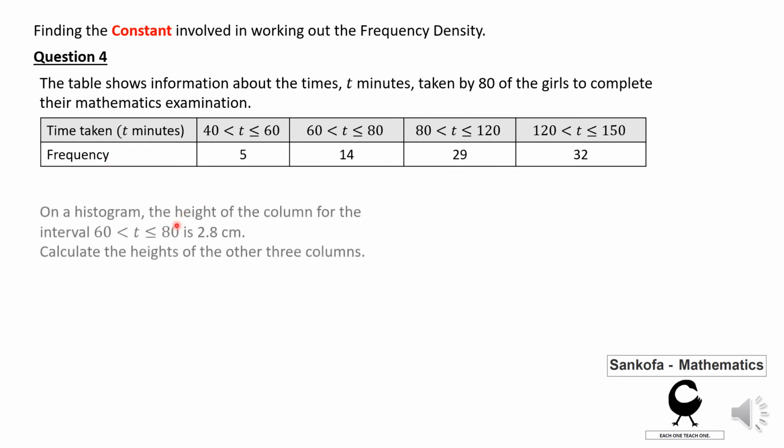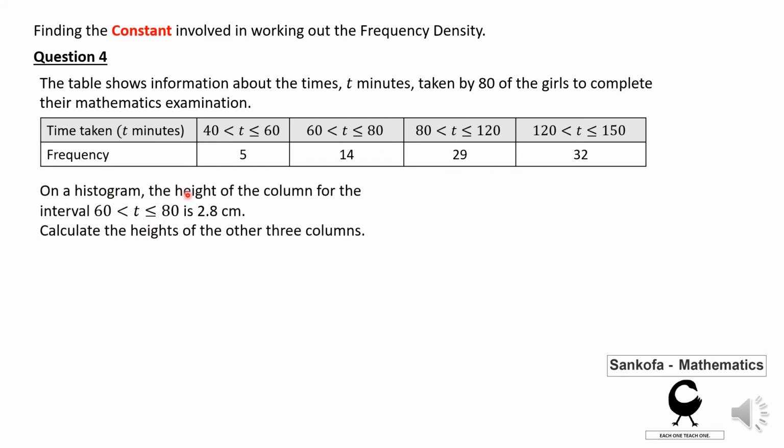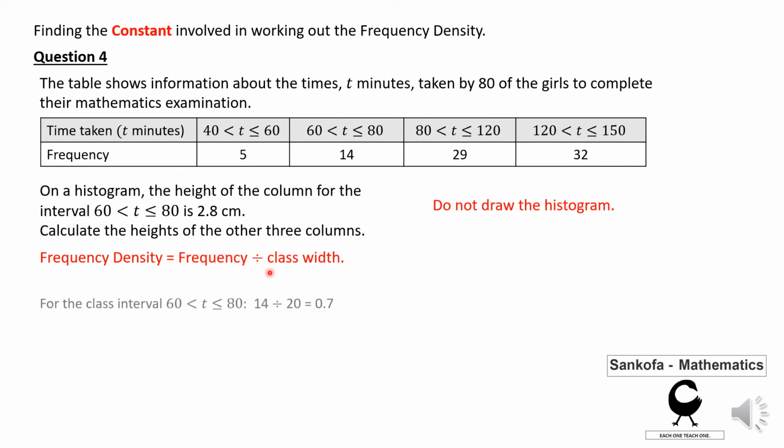Right, so if you take any value on the histogram, the height of the column for the interval between 60 and 80, they are saying now the height is 2.8 of the column. So we need to find the heights of the other 3 columns. Now, we are not drawing this histogram. So what we know is that frequency density is calculated by taking the frequency, dividing it by the class width.